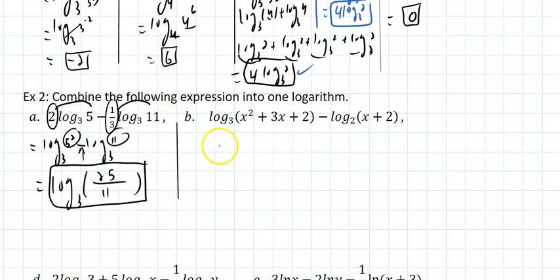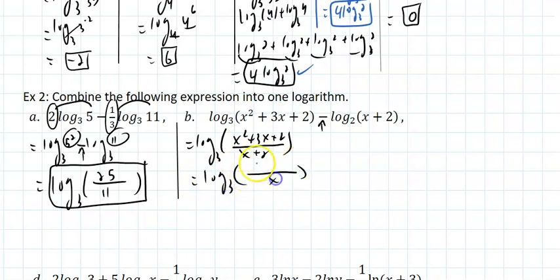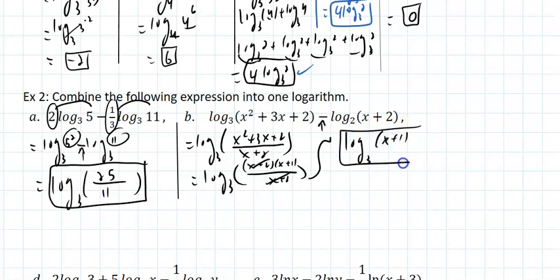If I see those two logs, well, I could write those as a single log of x squared plus 3x plus 2. A minus translates into division. If I factor the top, because you know we're supposed to simplify, that will be x plus 2 into x plus 1. And wouldn't this cancel with that? And I would be left with a log base 3 of x plus 1. There are other ways of doing this problem, but we're trying to enforce the rules of logs to do these problems.